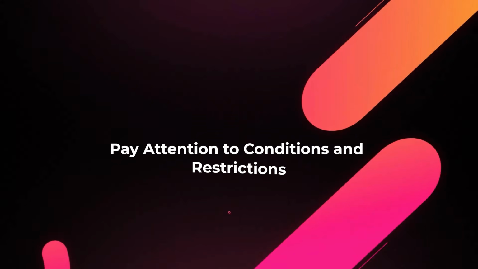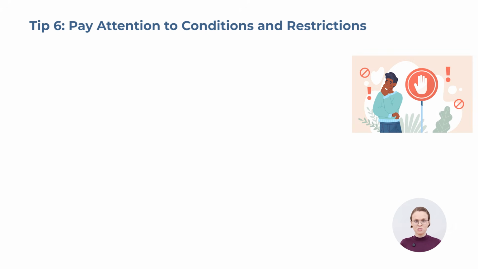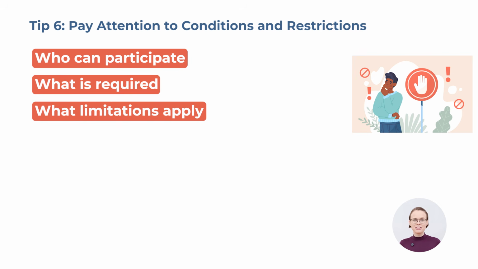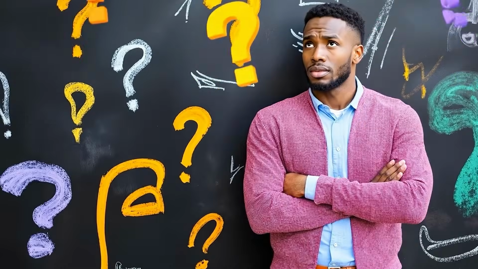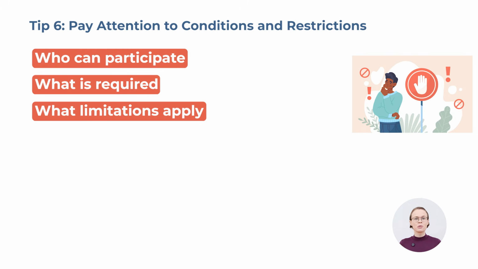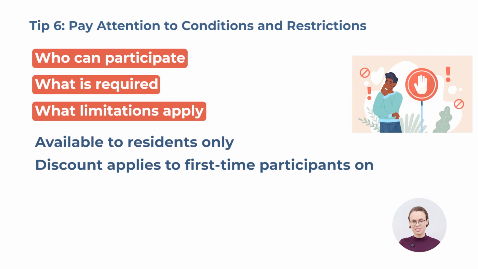Tip number 6 is to pay close attention to conditions and restrictions in the diagram. These are specific rules. For example, who can participate, what is required, and what limitations apply. Diagrams in part 2 often include this type of information, and the questions will frequently test whether you've understood it correctly. For instance, conditions might look like this. Available to residents only, or discount applies to first-time participants only. These details are easy to overlook when you're scanning quickly, but they're often exactly what the questions will ask about.